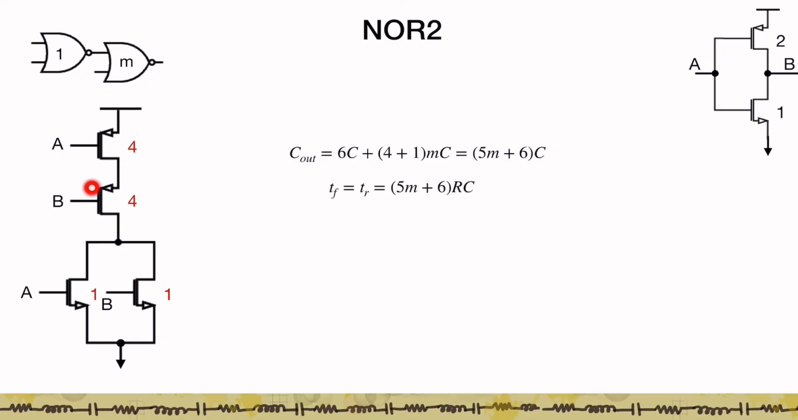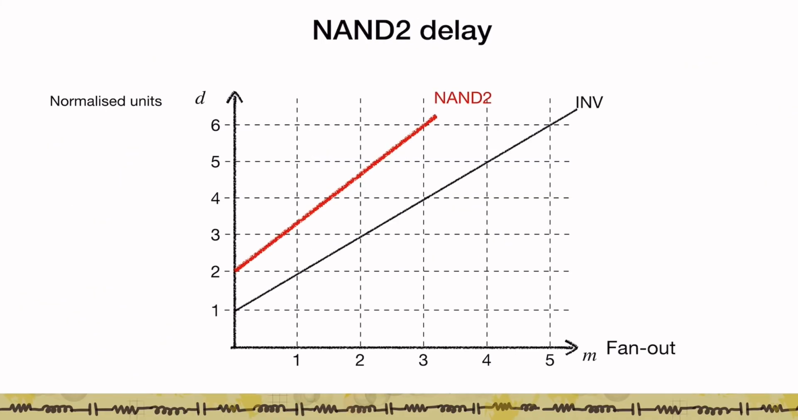Again, we have sized this NOR 2 such that the pull up resistance and the worst case pull down resistance are equal to that of the inverter. And so our pull up and pull down delays are nominally given by (5M + 6) into RC. And if you look at the normalized delays, they are given by (5/3)M + 2. Right? So now if I plot this back on the previous graph, what I see is the following. Again, the NOR 2 seems to have the same parasitic delay as the NAND 2, but NOR 2 seems to be slower than NAND 2.